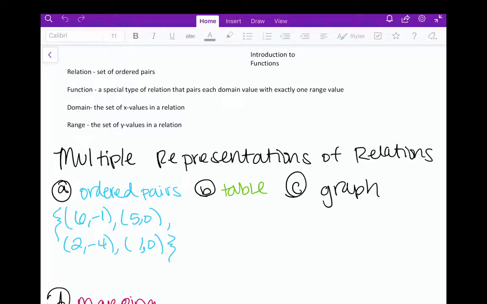Alright, this video is an introduction to functions. Here are 4 vocabulary words that you need to know: relation, function, domain, and range. I'll be using these words and I'll expect that you have them in your notebook.